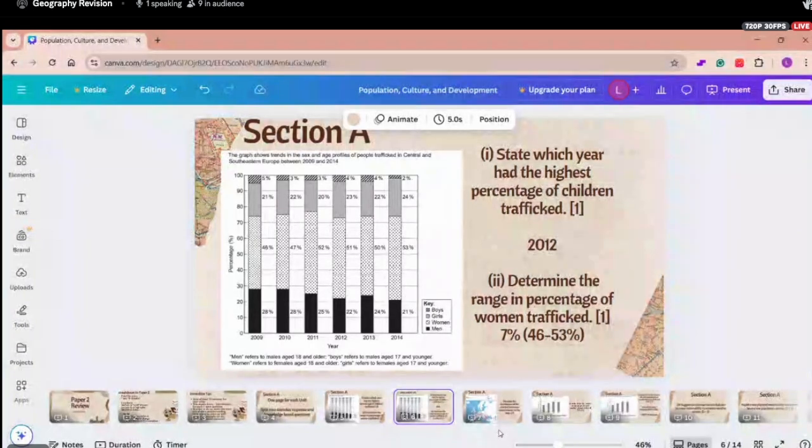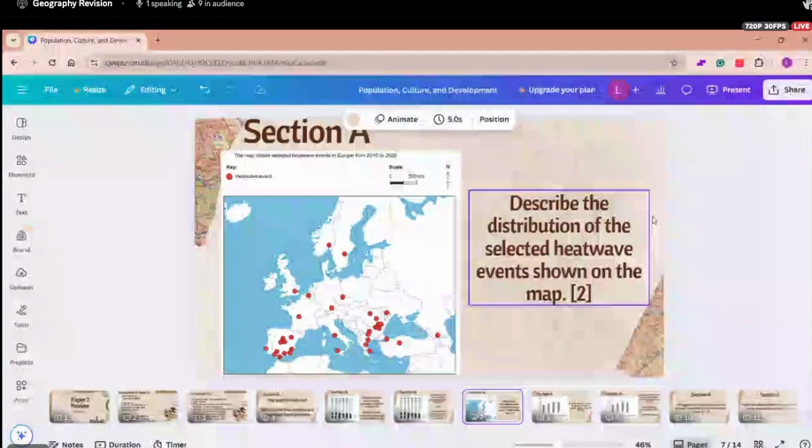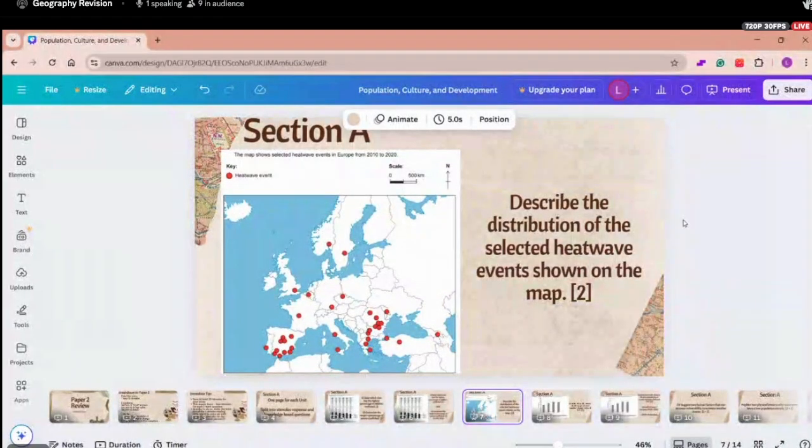So this next one is for global climate change. It's a map, as you can see. And so the question is, describe the distribution of the selected heat wave events shown on the map. So remember, this is a 2-mark question. That means you have to give 2 points, or like 2 observations.